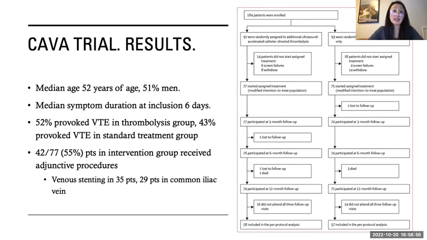Again, similar age as the other trials, equal men and women in this trial. Median symptom duration at inclusion was about 6 days, 52% provoked in the thrombolysis group, 43% provoked in the standard treatment group. And about 55% of patients in the intervention group also received adjunctive therapies. Of the 42, 35 received vena stenting, 29 in the common iliac vein.